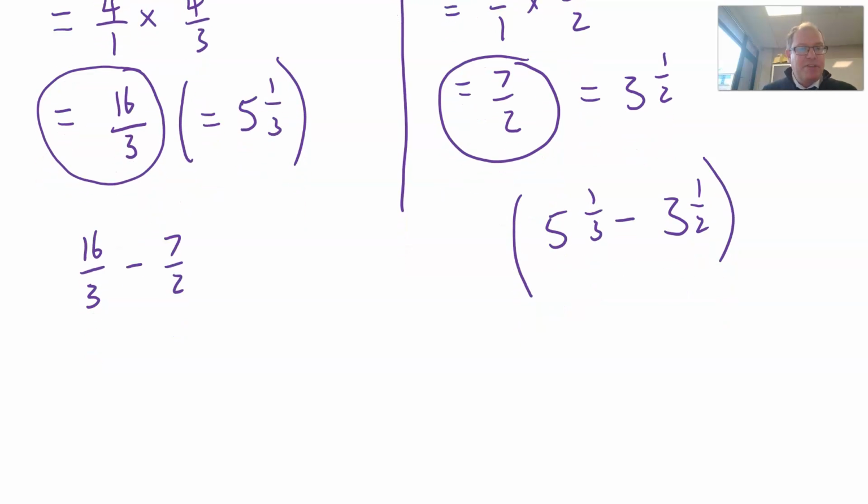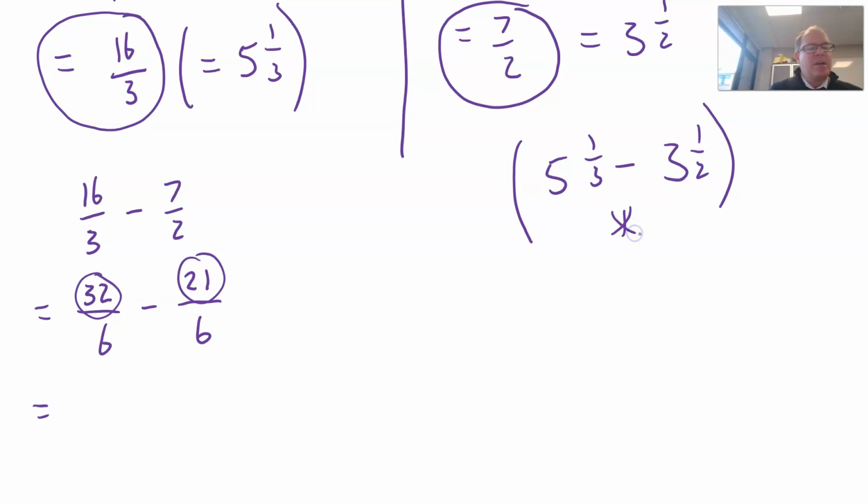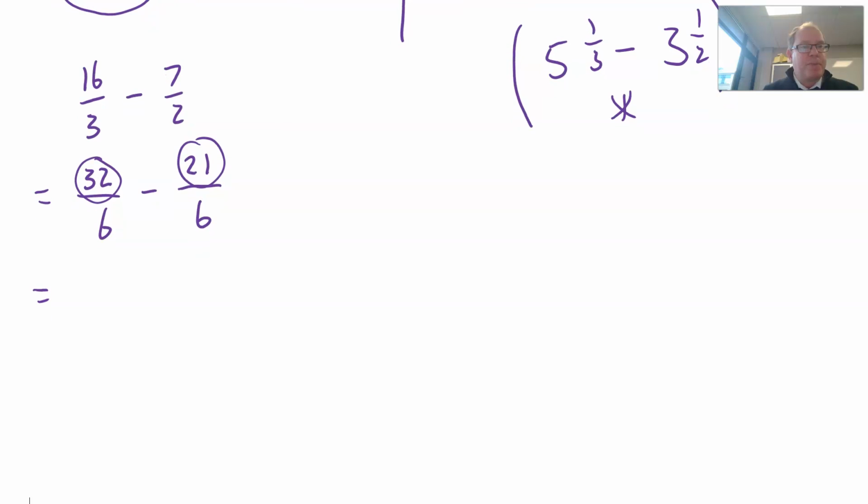So obviously we need a common denominator, whichever way you're doing it. So I'm going to choose a common denominator of 6. I'm going to do it this way, I've decided, the improper fraction method. So I multiply top and bottom by 2, so I get a 32 over 6. Multiply top and bottom by 3, and I get a 21. If these numbers were huge, I wouldn't choose this way, and I'd use the other way. But the numbers are quite small, so I'm happy with the improper fraction approach.